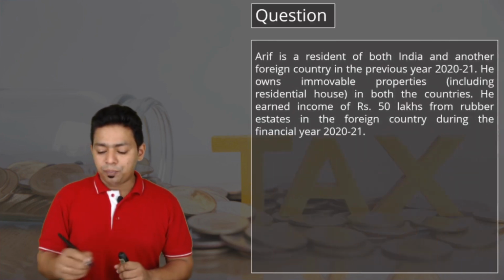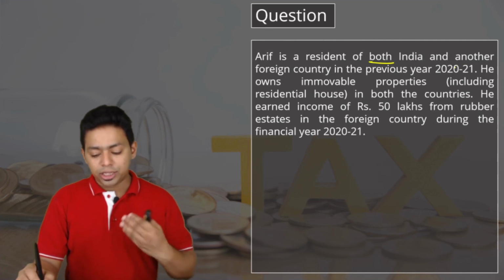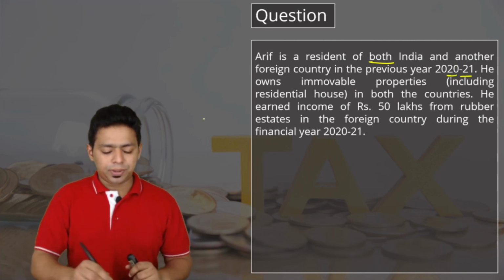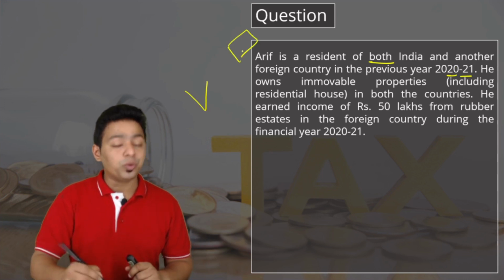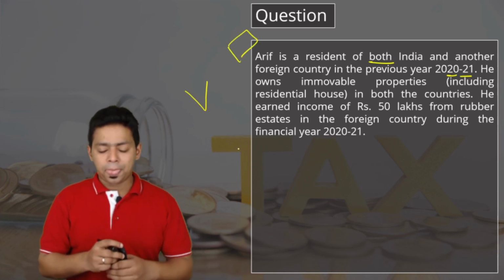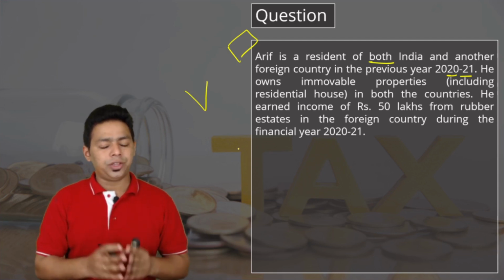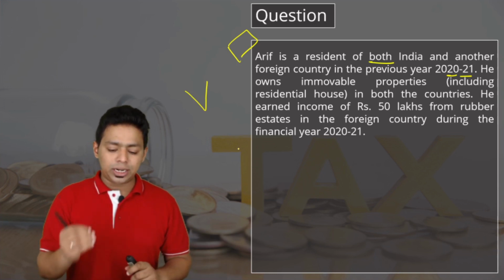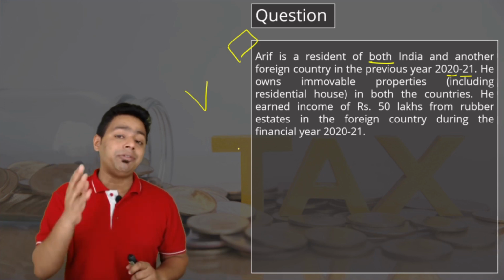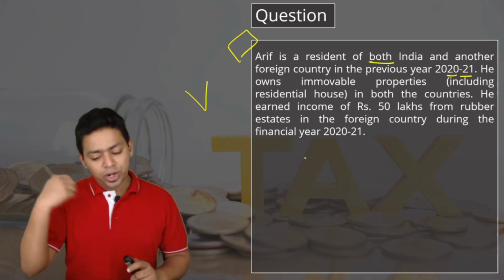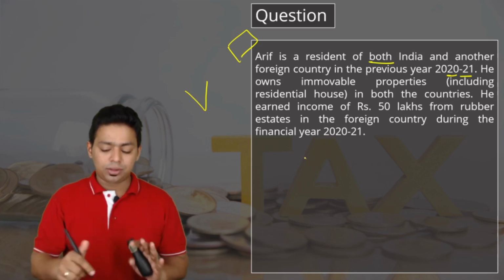Asif is a resident of both India and another foreign country in the previous year 2021. It is possible that one person can be a resident of two countries, and for that, please understand, in the interpretation of tax treaties we have a whole cycle: what steps we have to follow to understand exactly in which country we will consider him a resident. That DTAA component is also provided in this question.